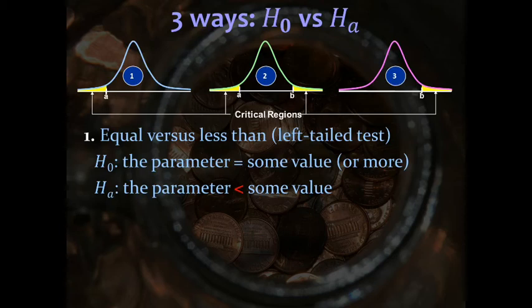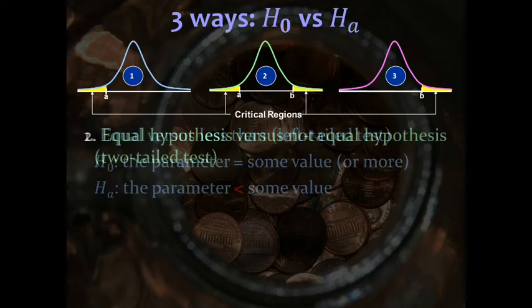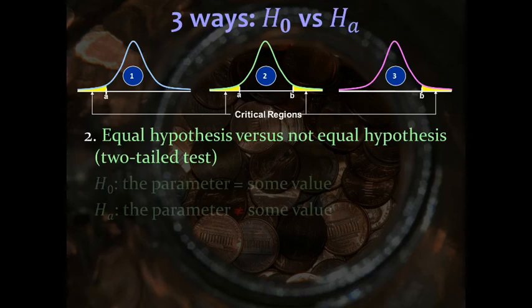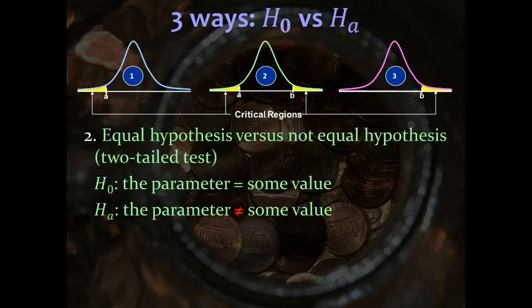So this is like the free throw percentage one. The parameter was P. P was equal to 0.8. The alternative was that the guy was poorer than an 80% free thrower. P was less than 0.8. The second type of test is called the equal hypothesis versus not equal hypothesis test. This is a two-tailed test. The null hypothesis has the parameter equaling some value, and the alternative is that the parameter does not equal some value. So this is what's called a two-tailed test because there are two tails that you could get.